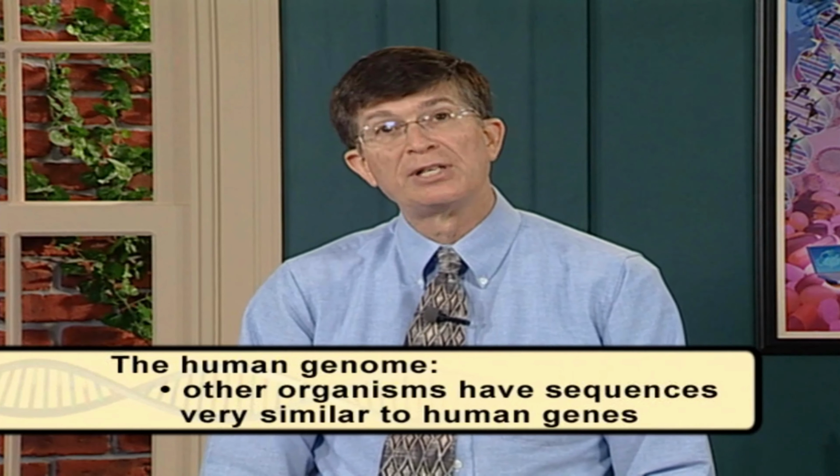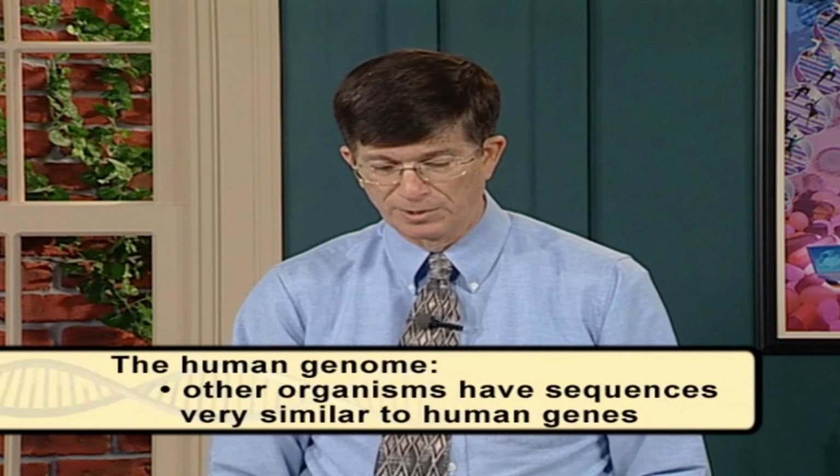And other organisms have sequences very similar to us. The worm I just talked about, remember, the worm has 19,000 genes. We have 24,000 genes. There are a bunch of genes in the worm that are very similar to genes in us. Humbling again. Genome sequencing is getting faster and cheaper.